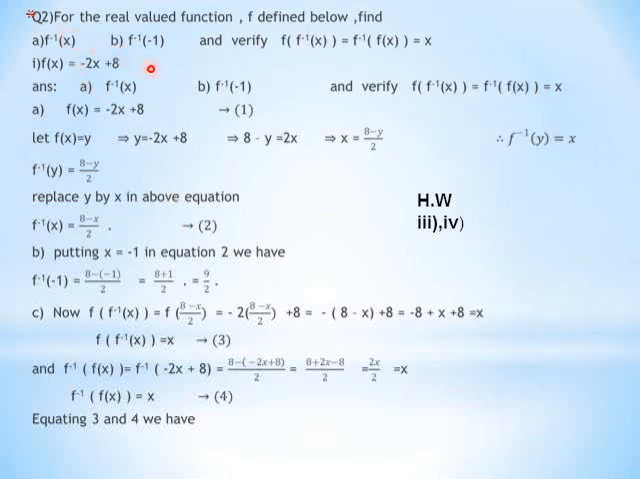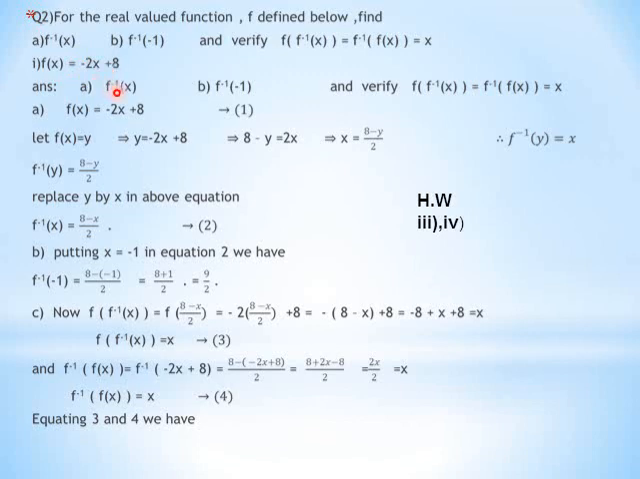Now this is again a question from your exercise. Find the real valued function f defined below. Find f inverse of x, f inverse of minus 1, and verify that f inverse of f(x) is equal to x. So this is the whole question. Homework is part 3 and part 4. I am doing part 1 and some of part 2, but from part 1 you can learn every aspect of this question. f(x) = minus 2x plus 8.